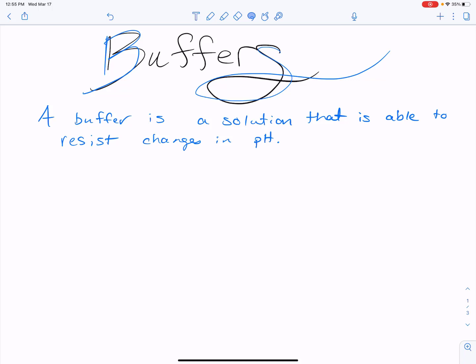A buffer is a solution that is able to resist changes in pH, which means if you add in acid or you add in base, then the buffer is going to try and neutralize that acid or base addition and keep that pH more constant. So before we get too far into discussing buffers, I want us to discuss something called the common ion effect.